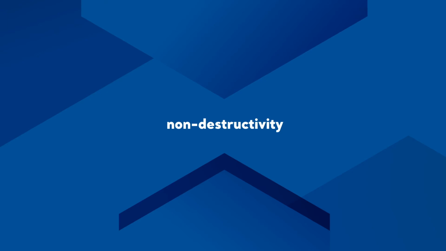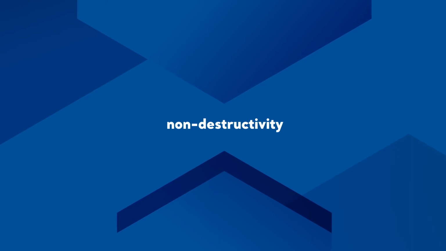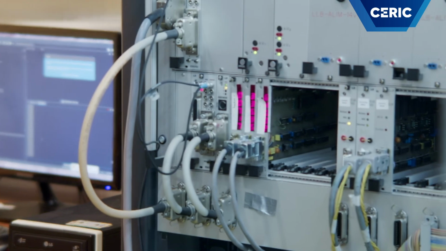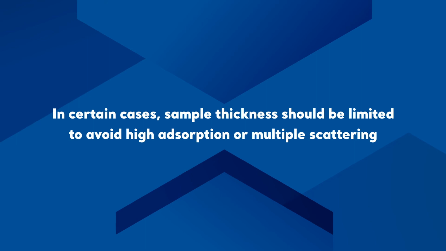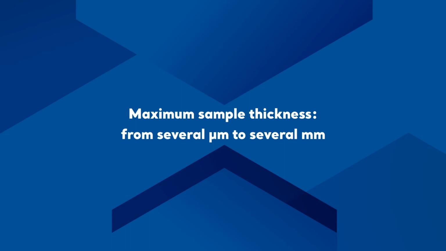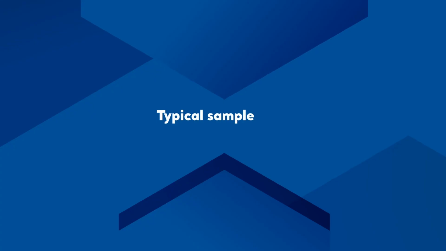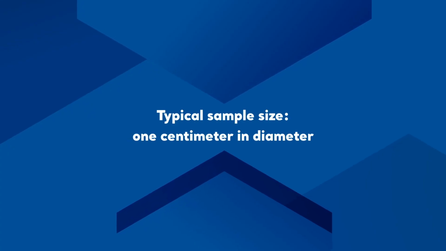The biggest advantage of the SANS and of the neutron methods in general is its non-destructivity. In addition, the experiment is typically easy to perform. No special sample preparation is needed, except in certain cases, the sample thickness should be limited to avoid high absorption or multiple scattering. The maximum sample thickness can vary between several micrometers and several millimeters, depending on the material. The typical sample size is 1 centimeter in diameter.